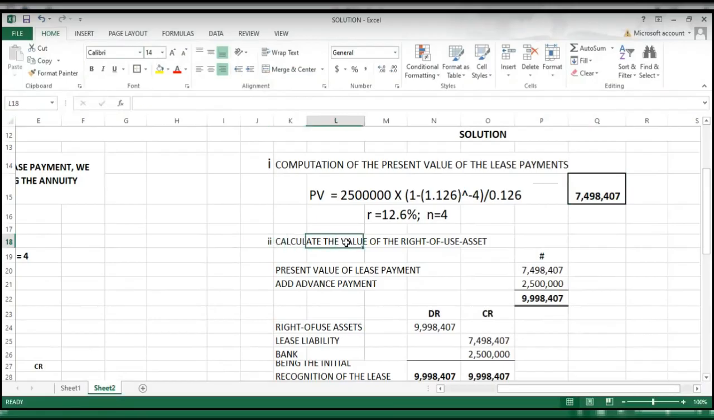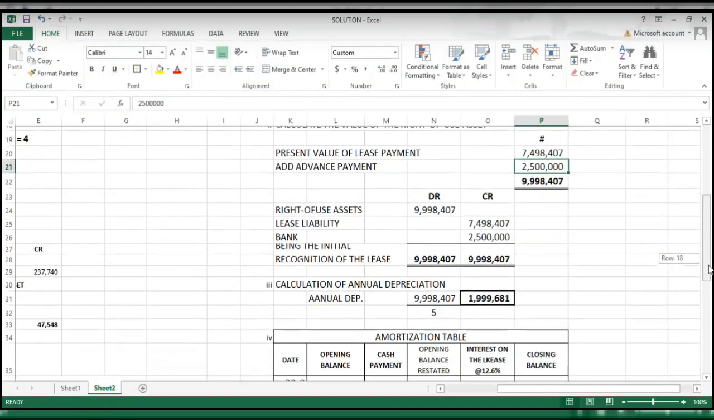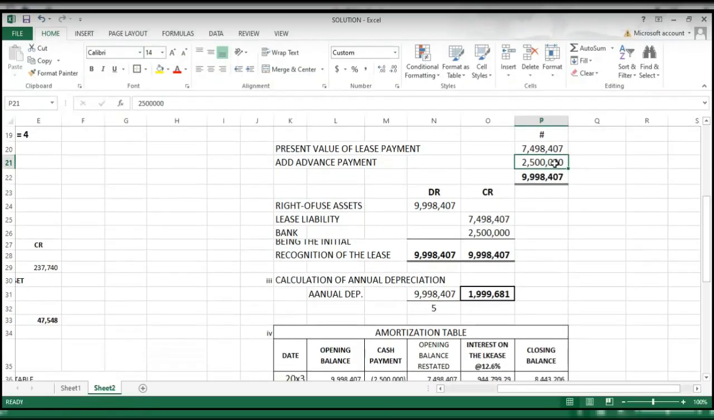The next one is to calculate the right of use asset. The present value, this one has advance payment, is added to it. If there are other elements contained in that computation in the question, you must add it in determining what is there.